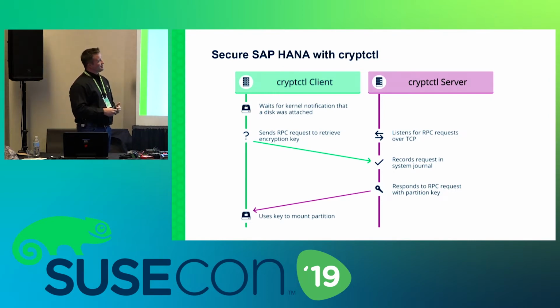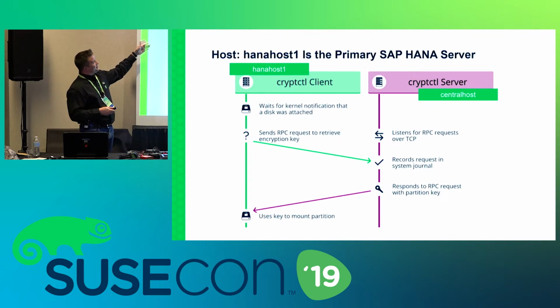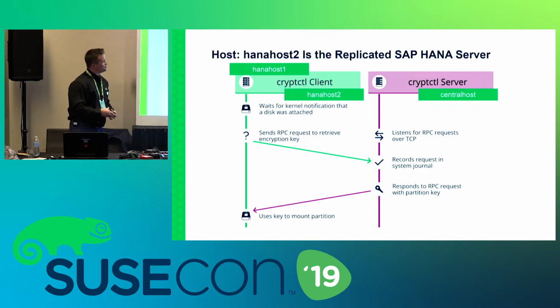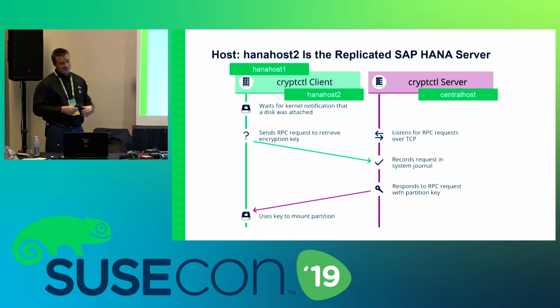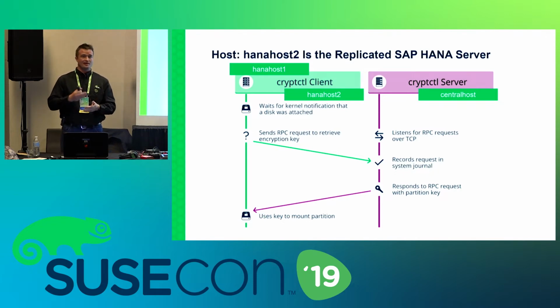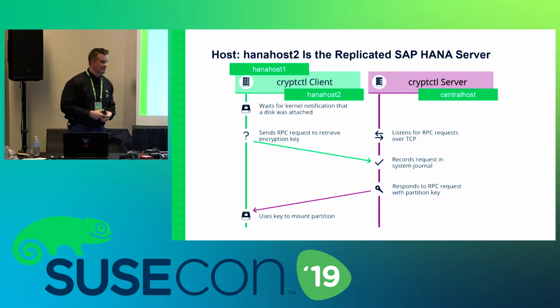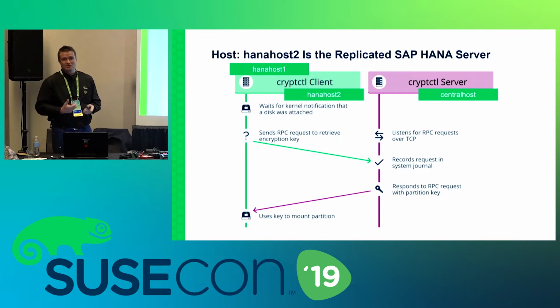But the main Crypt-CTL server needs to be installed. I'm just going to call that my central host in my demo. Our two HANA hosts, which in my case are HANA Host 1 and HANA Host 2, would then be able to contact the Crypt-CTL server and request a key to unlock a partition. So with Crypt-CTL, I can look at partitions for HANA data, HANA log, HANA shared, backups, and user SAP. Those are all critical, maybe not so much user SAP, but those are all critical file systems in the HANA solution. We want to protect them.